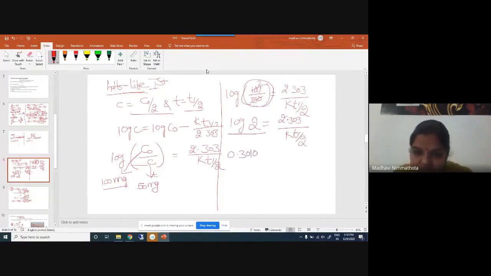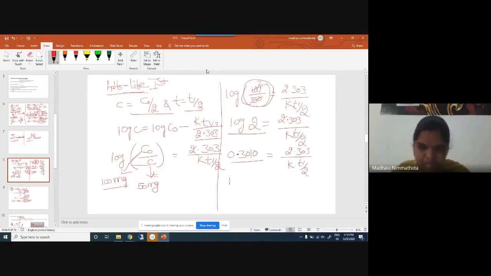How will the log values be standard values? Same like that, in the case of the first order equation derivation, when you remove the ln in the equation, you get 2.303. Here it is a standard value. How will the log 2 value be 0.3010? Same like that. So here the log 2 value is 0.3010, that is equal to 2.303 by K into T half.